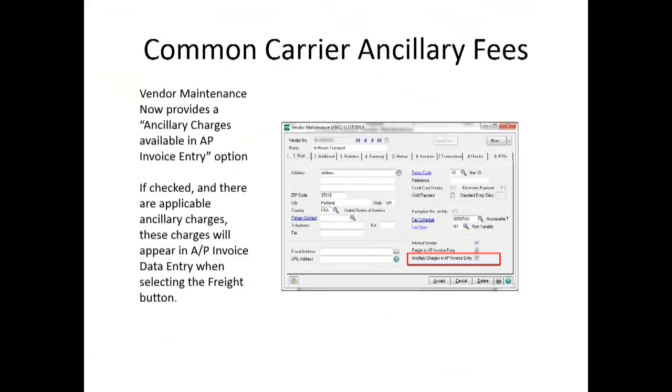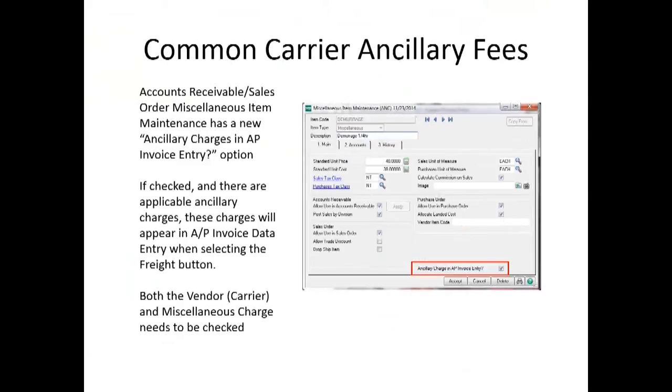So the vendor maintenance now provides an ancillary charge in AP invoice entry. So for the vendor, in this case, an in-house transport, you can actually go in and check off that it's going to have these ancillary charges. It allows you to have some granular control over which vendors have these and which don't. If it's checked and there are applicable charges, these charges will appear in AP invoice data entry when you select a freight button.